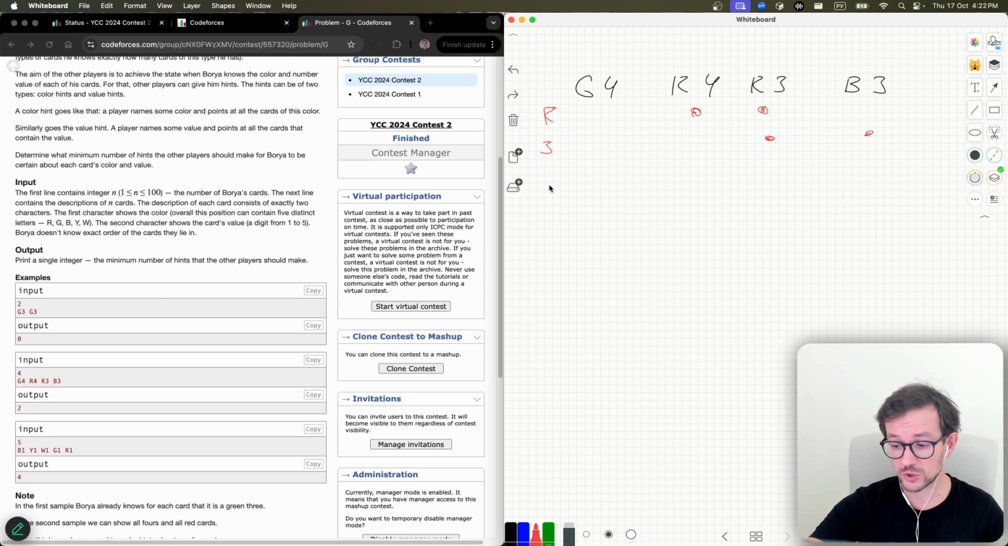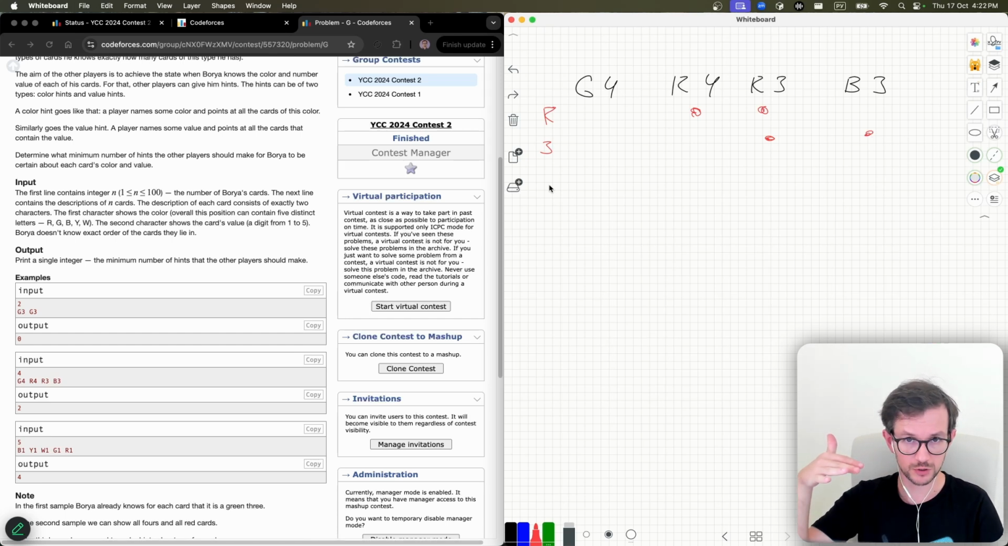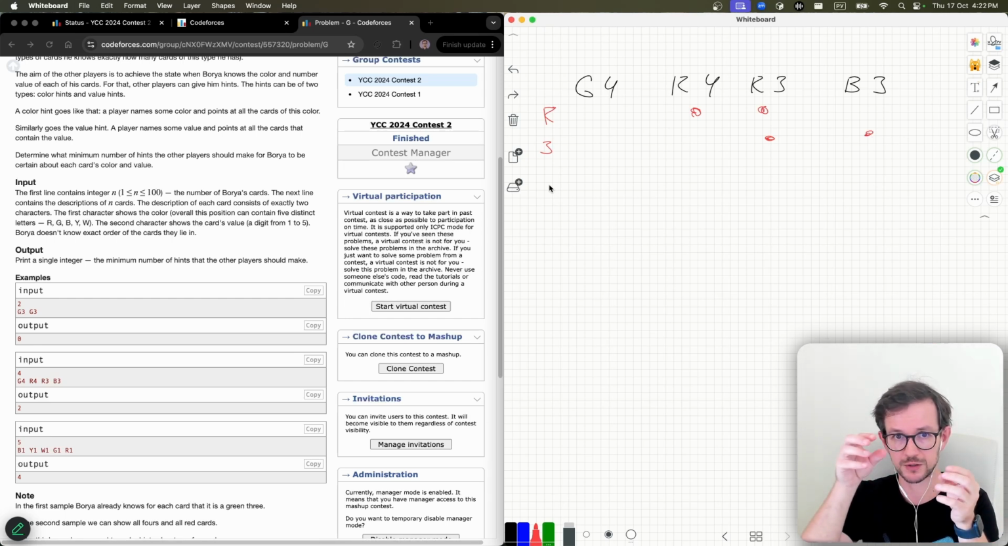But it's not that trivial. So how do you say if this set of hints is enough or not? Let's think about this part. So first, you think about what you're looking for. So you're looking for a set of hints. These hints should define all the cards. So you can look at these hints and know the type of each card.